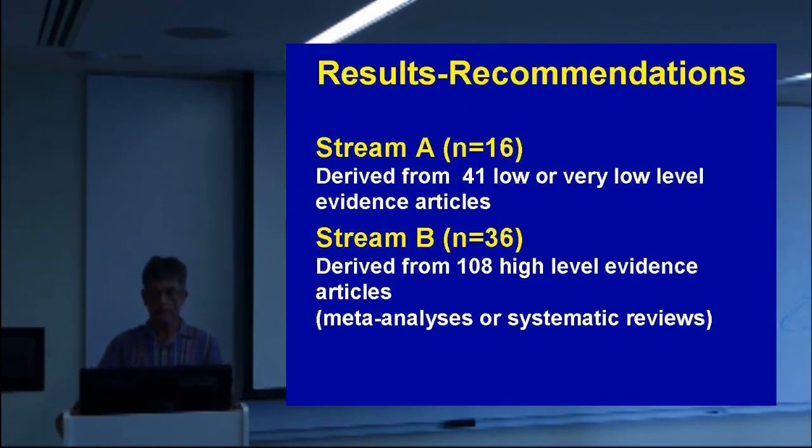So, the results. When we searched for the low or very low evidence articles around HIV, aging, and rehabilitation, we came up with 41 articles, from which 16 recommendations were developed. Stream B had a little more work and a little more evidence. This was the high-level evidence articles. We were able to get 108 articles, from which 36 recommendations were developed. So there's a lot of material.